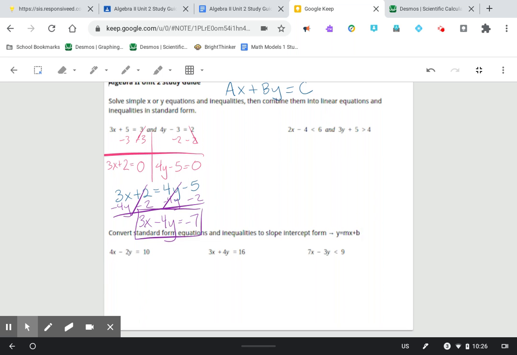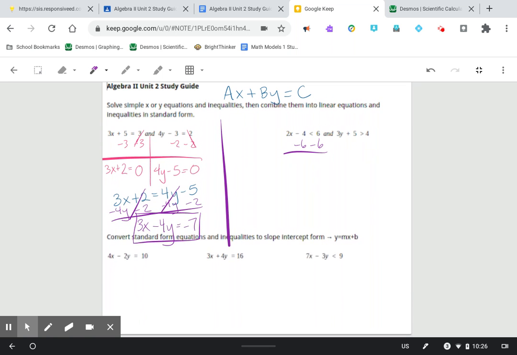Now looking at this other one, same idea. Start off by moving things around. We're going to subtract 6 from both sides here. That gives me 2x minus 10 is less than 0. And then on the other side, I'm going to subtract 4 from both sides. That's going to give me a 0 as well. And it's going to be 3y plus 1 is greater than 0.